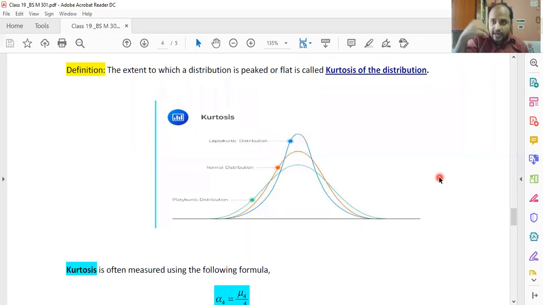So try to think over these things. Just don't do the calculations mechanically.